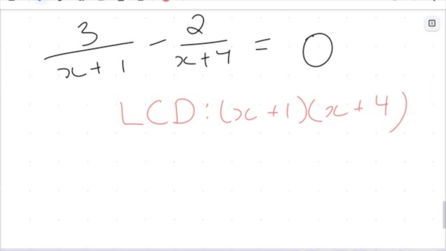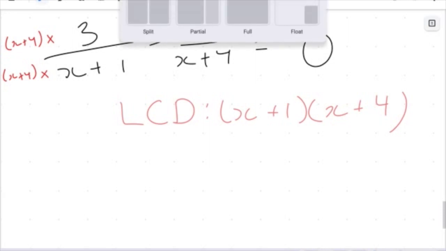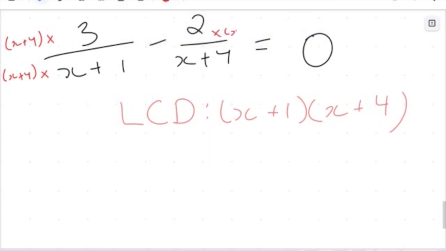So here I want to get x plus 1 to x plus 1 multiplied by x plus 4, well, I'm going to multiply by x plus 4. I'm going to times this by x plus 4. And I'm going to do the same to the top. And this second fraction on the right, I'm going to multiply that by x plus 1, and the bottom by x plus 1.